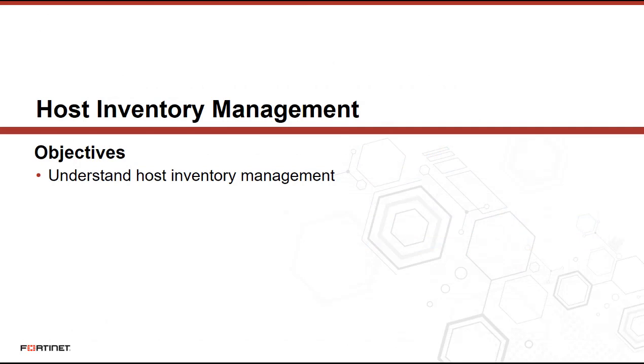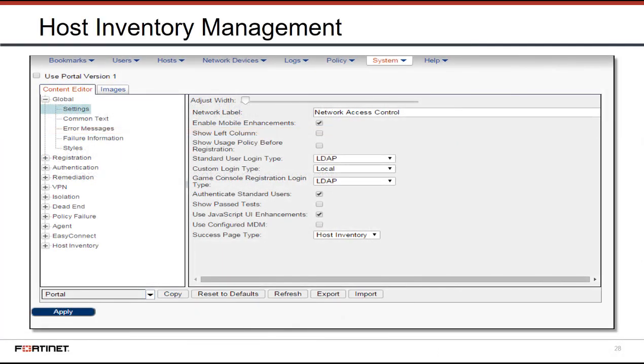In the last portion of this session, we'll take a look at how end users can manage their own host inventory using the host inventory management feature of the FortiNAC. This feature is enabled via the portal configuration pages. So under the System menu, there is an option for Portal Configuration. Select that option, and then on the left-hand side in the content editor portion of the screen, open the Global branch and select Settings. Within the settings fields, you will change the success page type to be Host Inventory.